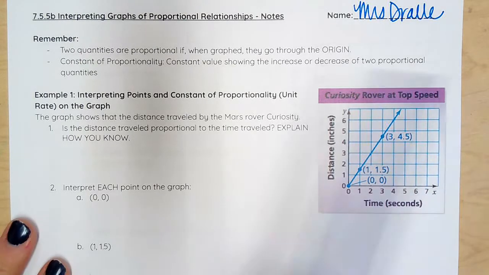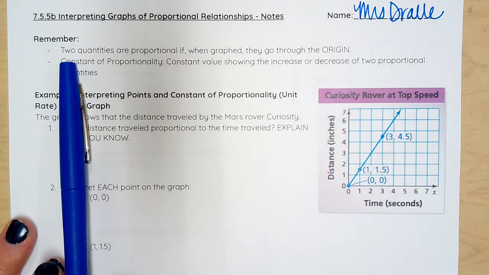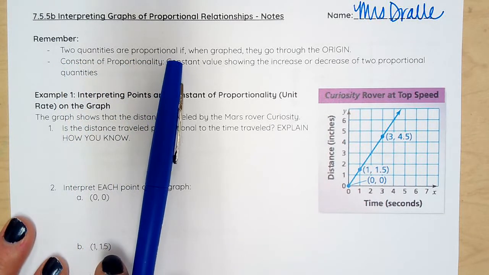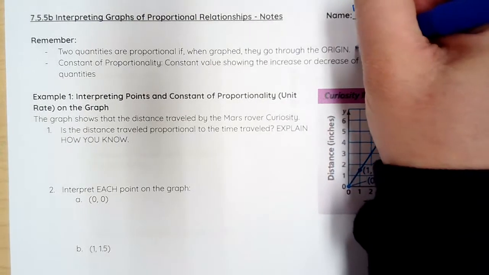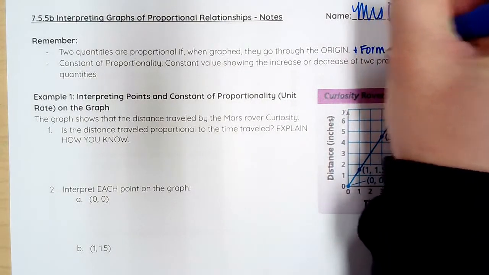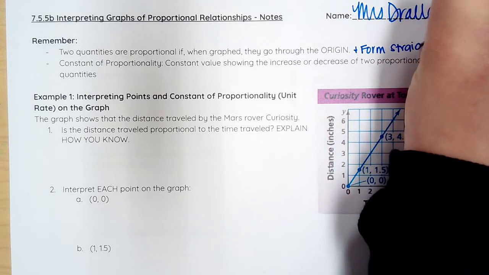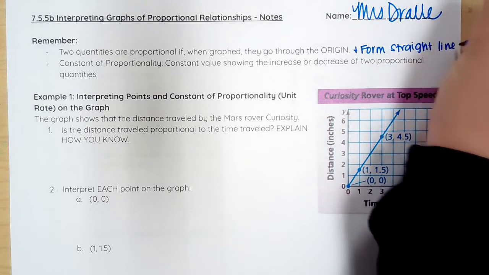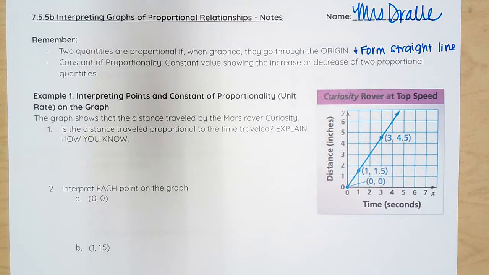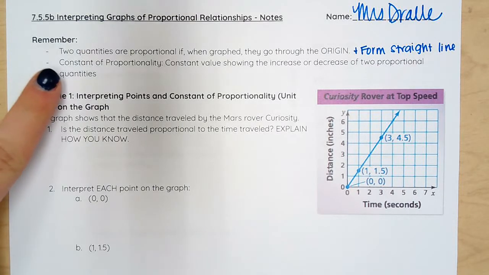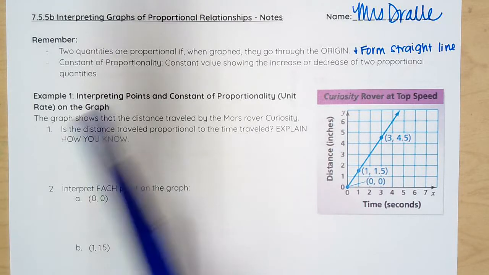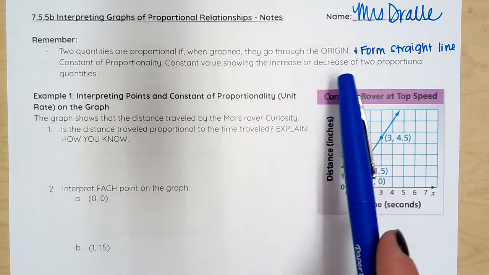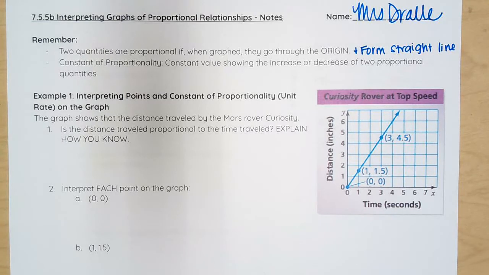Before we get started, I want us to remember two things. The first one is that two quantities are proportional if, when they are graphed, they go through the origin and form a straight line. I also want us to remember, and we'll review this as we go through the lesson today, that the constant of proportionality, otherwise known as the unit rate, is the constant value showing increase or decrease of two proportional quantities. So let's start with our first example.